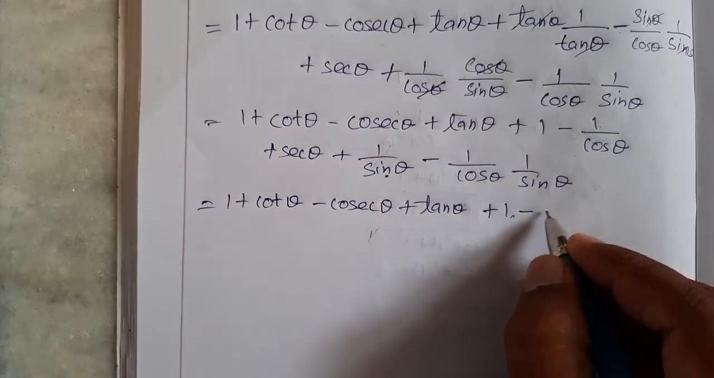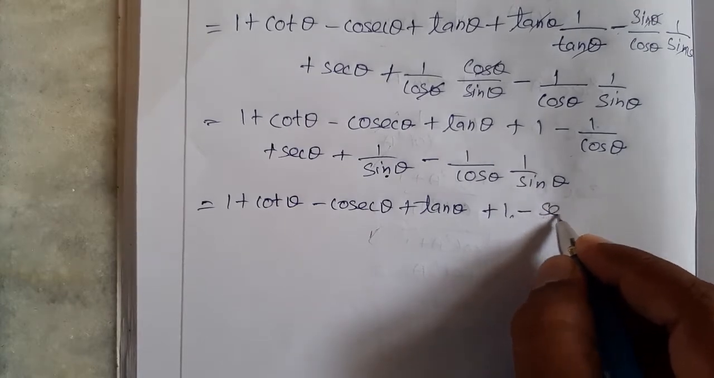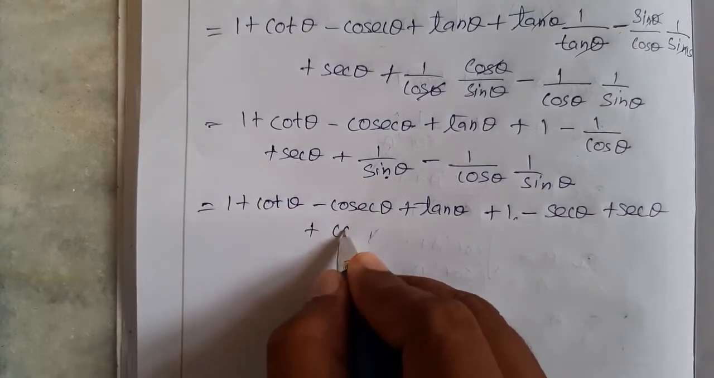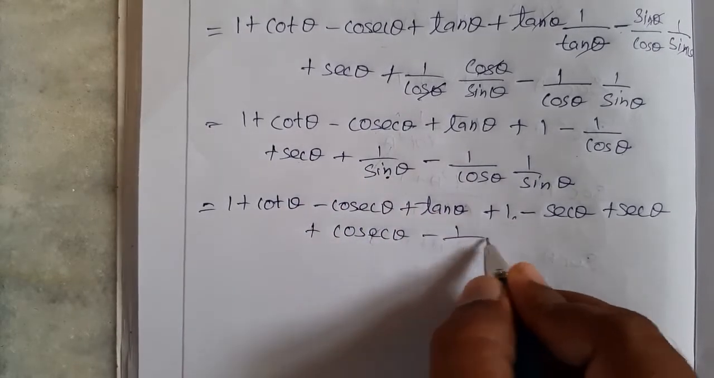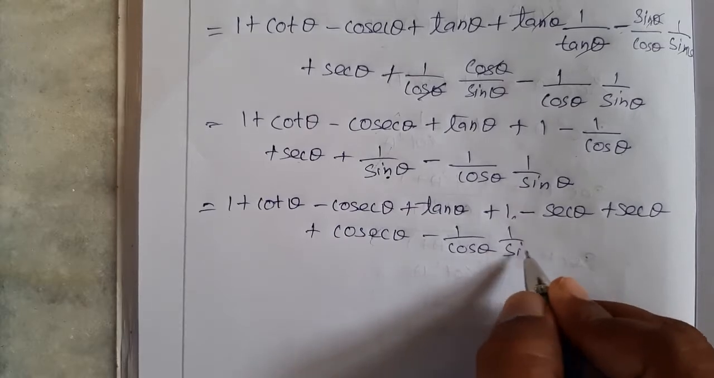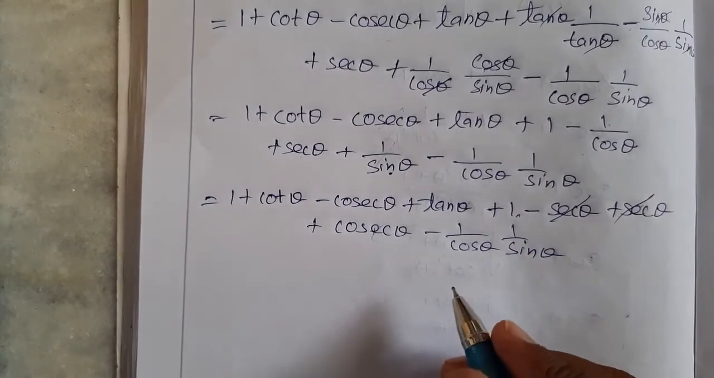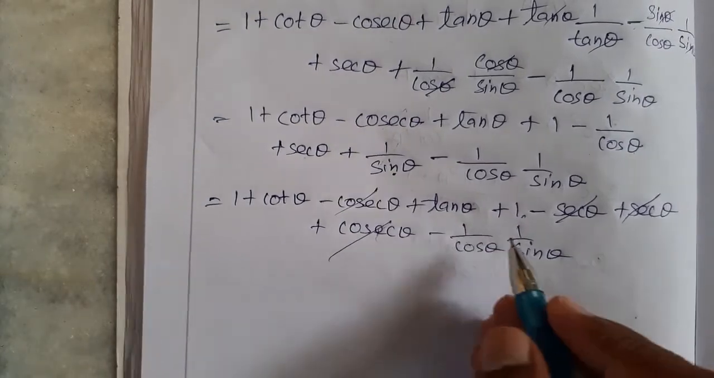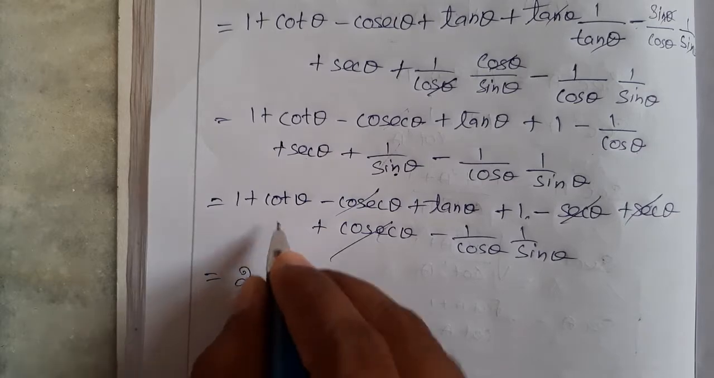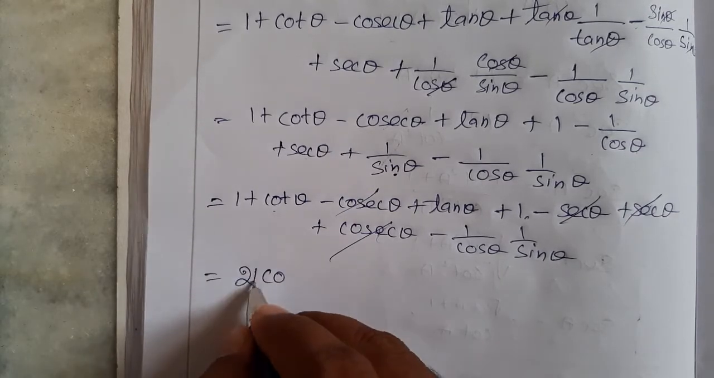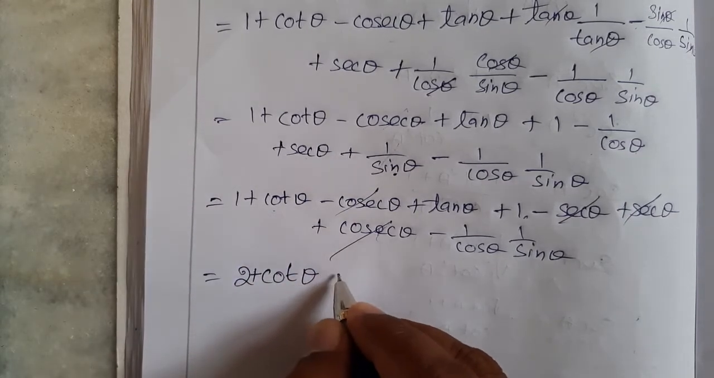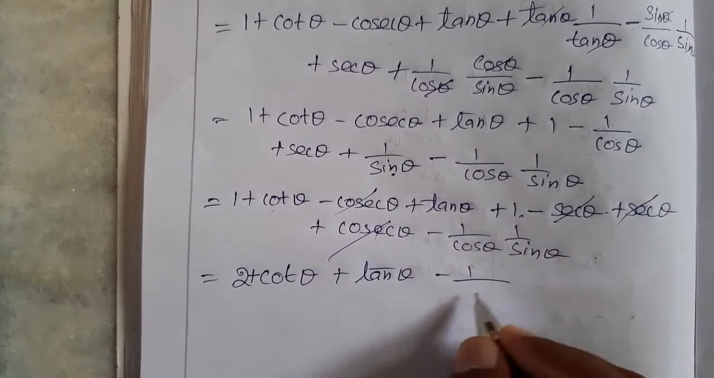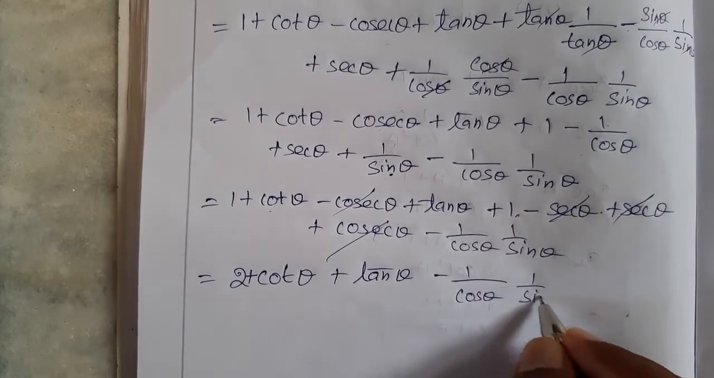So here this 1 by cos theta I can represent as sec theta, and here is a plus sec theta, and the plus 1 by sin theta I can write as cosec theta, minus 1 by cos theta, 1 by sin theta. So plus cosec theta minus cosec theta is 0. Here also minus sec theta plus sec theta is 0. So 1 plus 1 is the 2. The rest is 2 plus cot theta plus tan theta. This is already written. This cancelled. Balance is 1 by cos theta, 1 by sin theta.